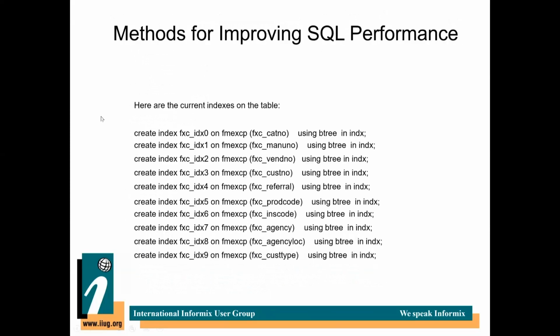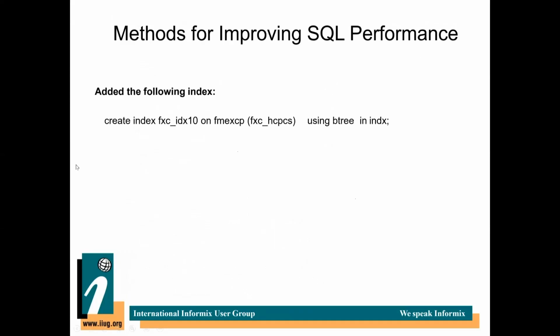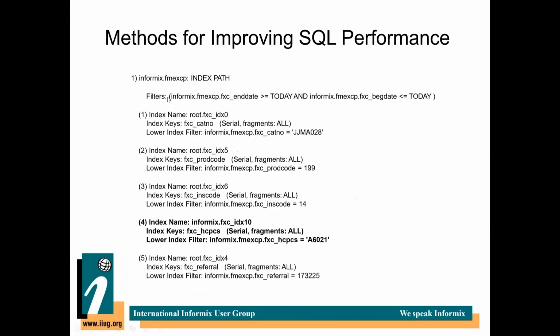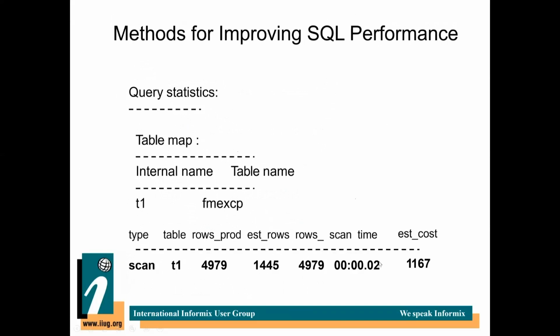So here were the current indexes on the tables. When we looked at it, there was one or field that did not have an index. By creating that index on this field, it now returned a lot quicker. It's now using an index scan on that field. Since all of them now have an index, the query finished in 0.02 seconds instead of 3 seconds.